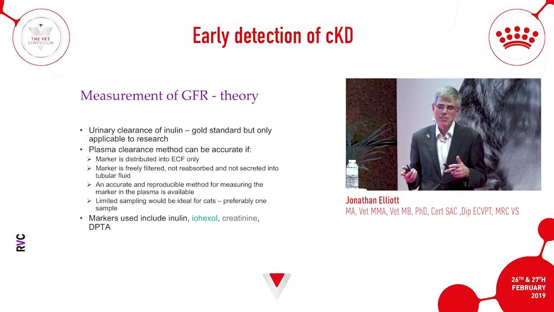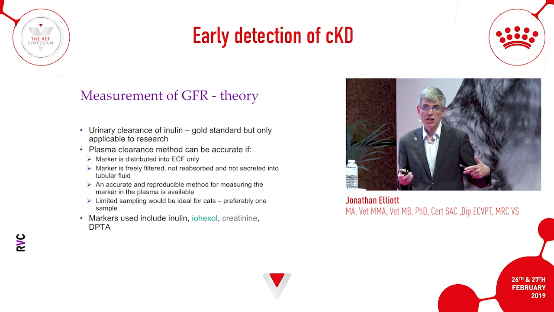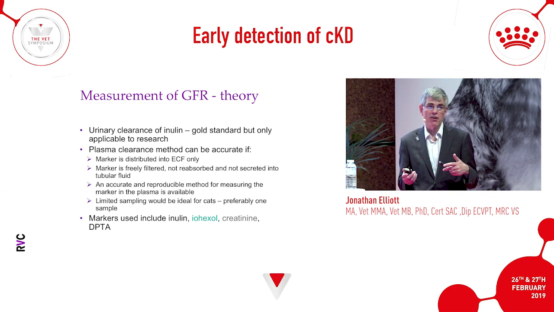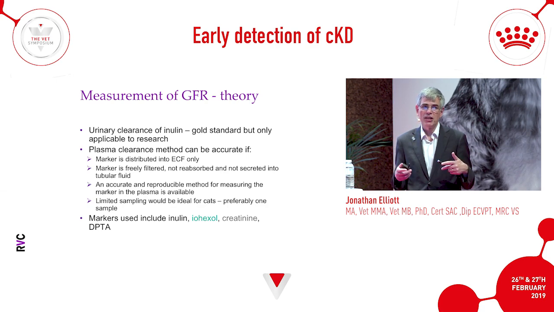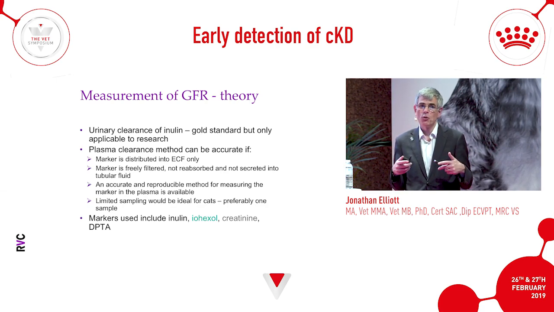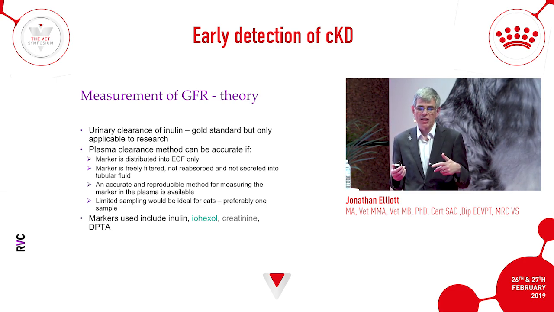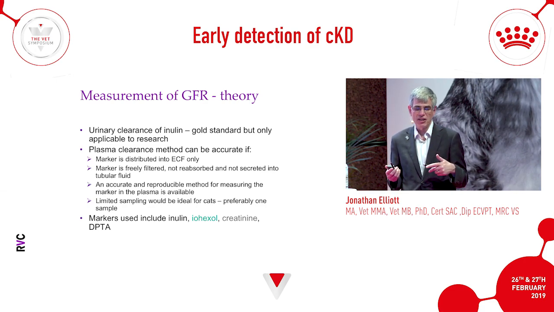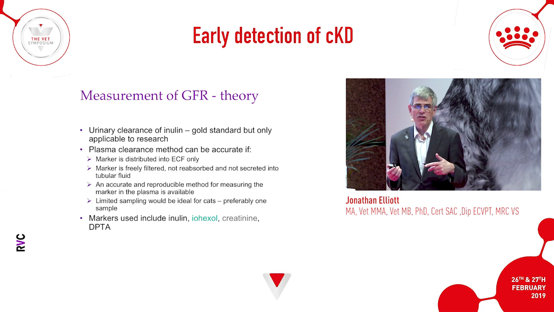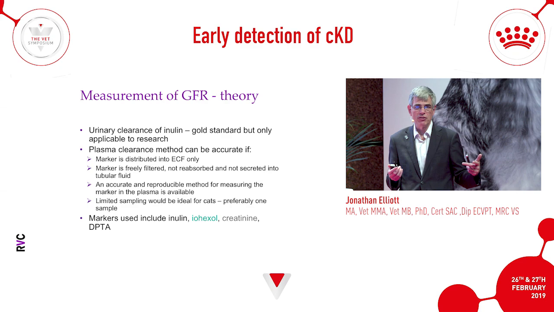The gold standard for measuring glomerular filtration rate is urinary clearance of inulin, so infusing a marker called inulin, which has a molecular weight of around 5,000, and the only way that that is excreted from the body is through the kidneys, we think. But if you're measuring its appearance in the urine, then you can calculate the filtration rate. But that's really only practical in a research setting, and the methods that are used in the clinic are to look at plasma clearance methods.